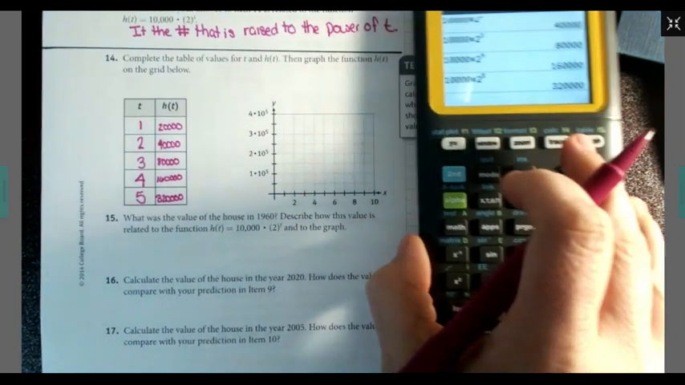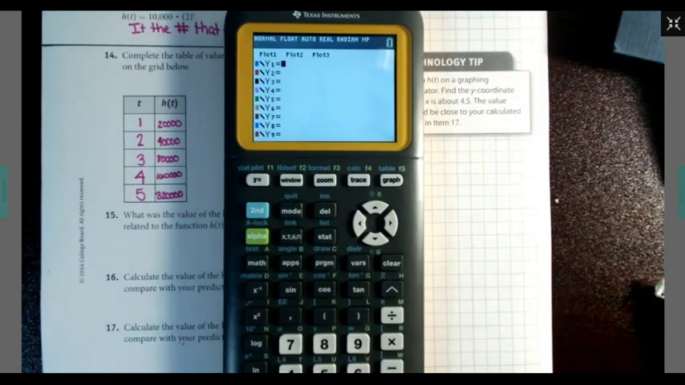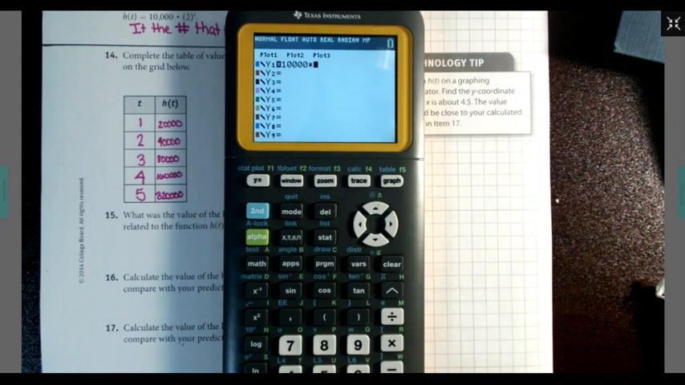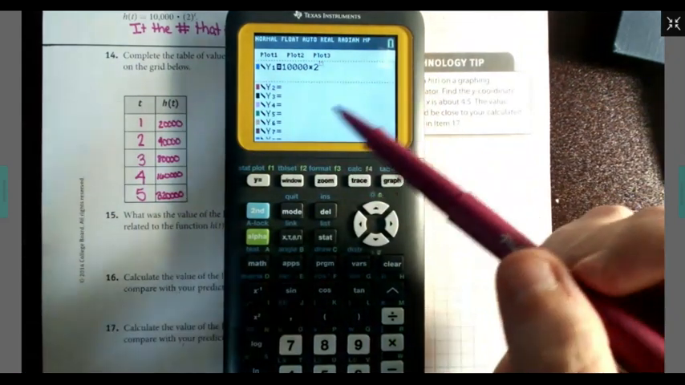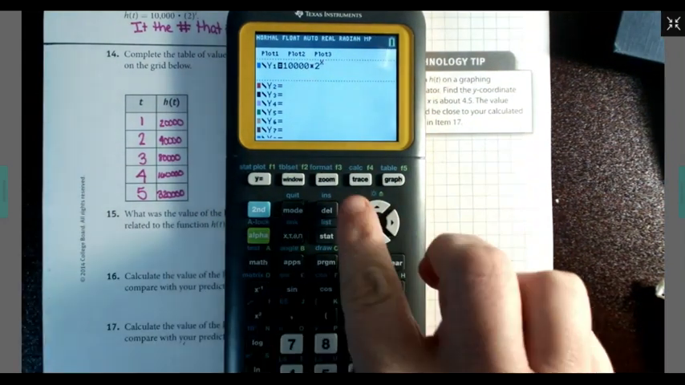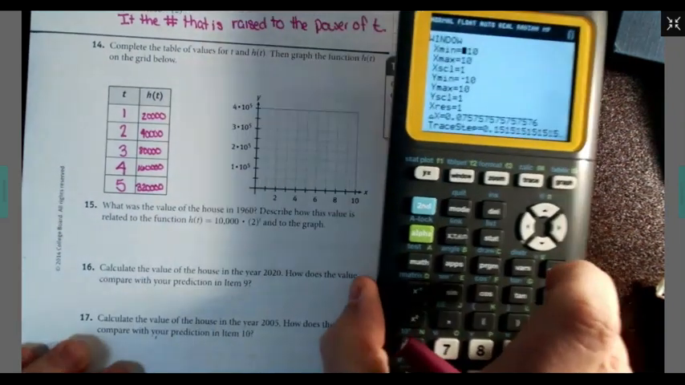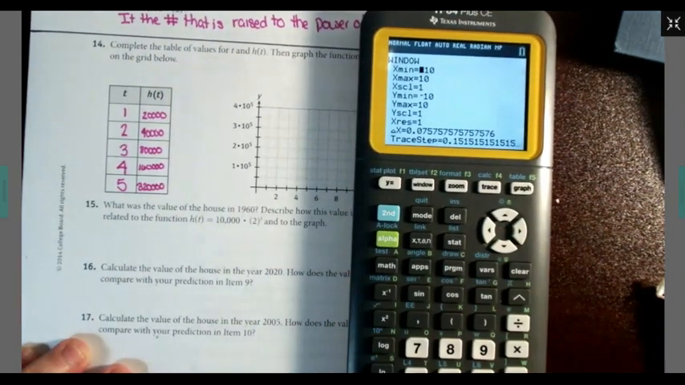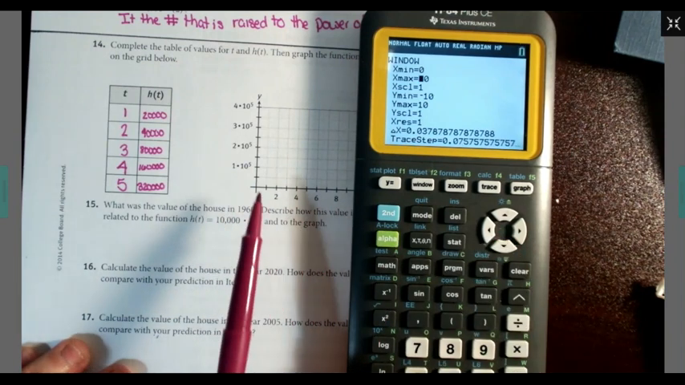All right, now it asks us to graph this. So we're going to go to y equals, I'm going to do 10,000 times 2. And this time I'm going to put x. I can't put t into the calculator, so we're going to put in x. And I'm going to change my window. My window is going to go from 0 to 10 on the x-axis.